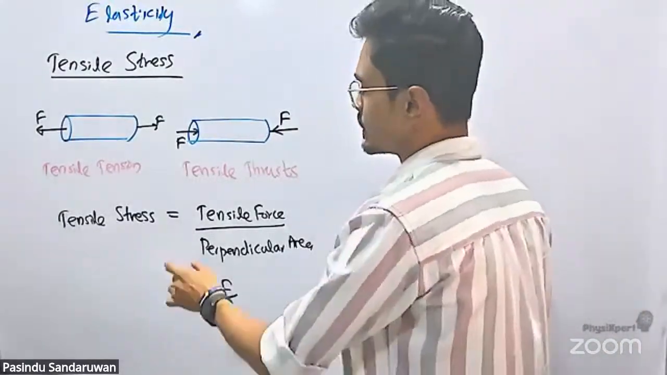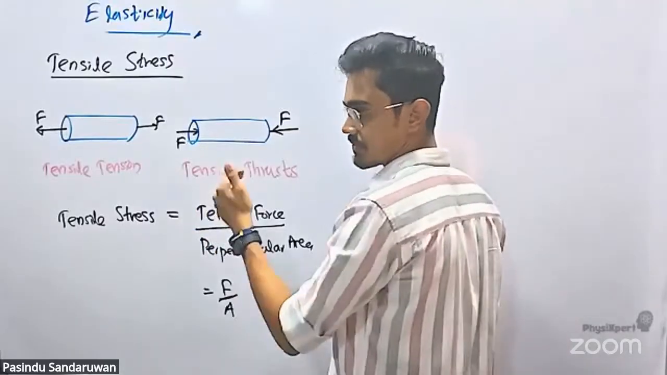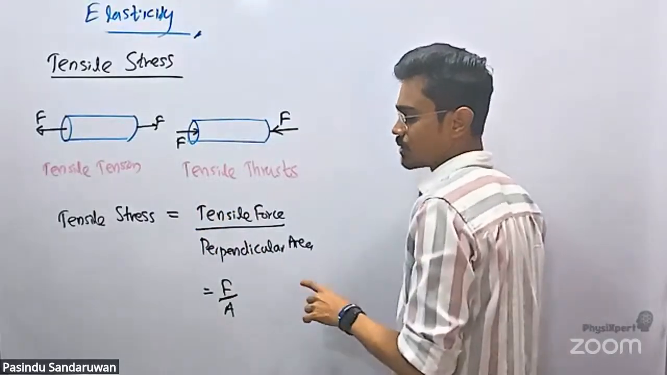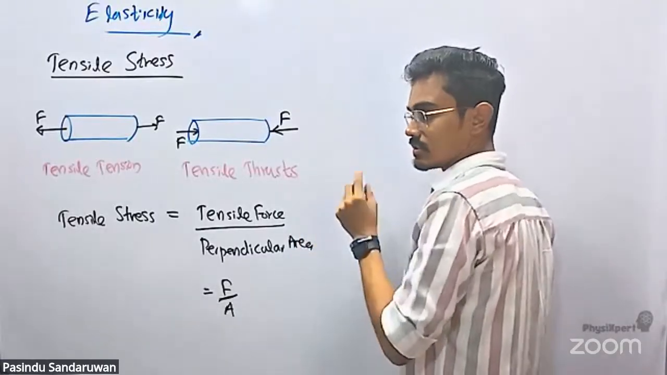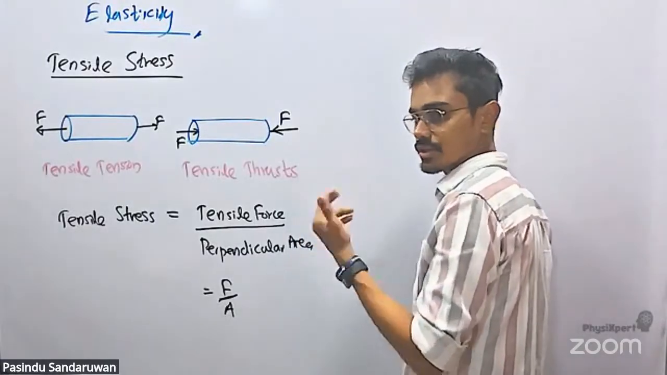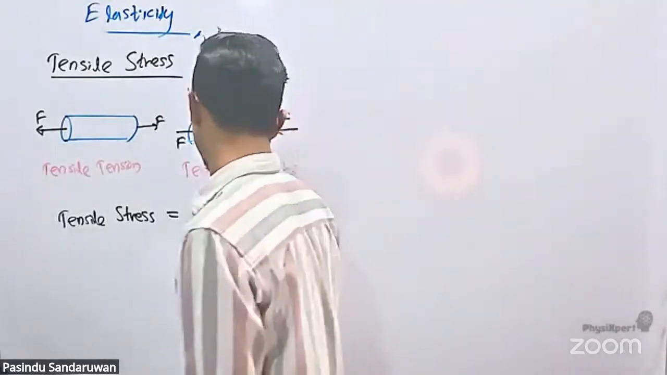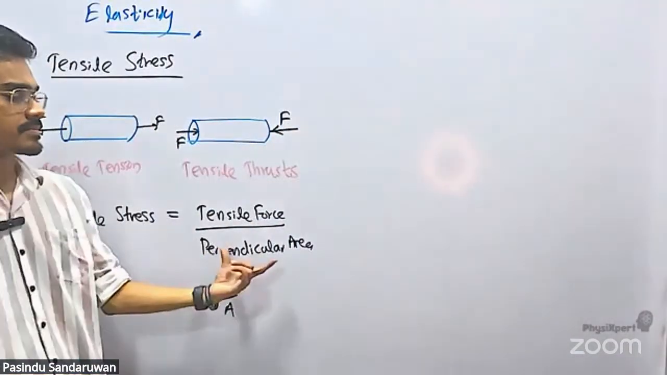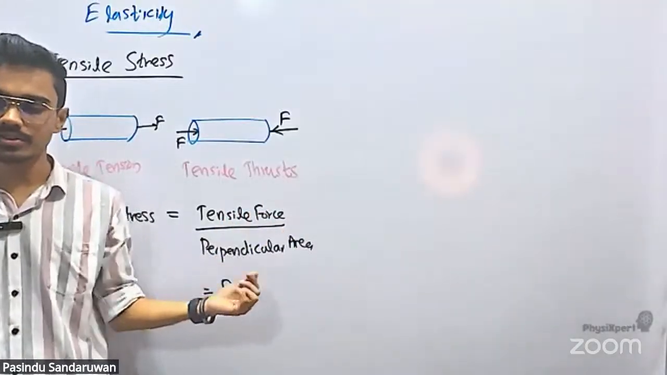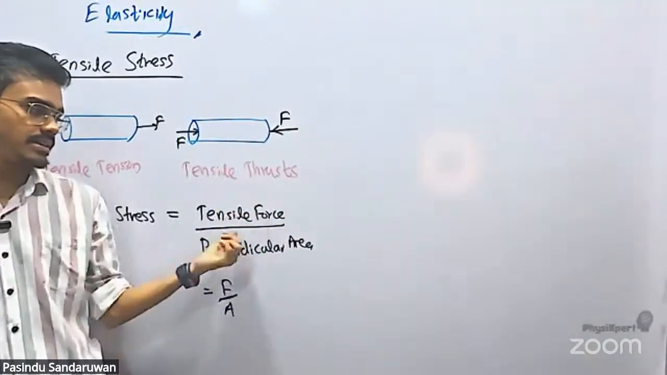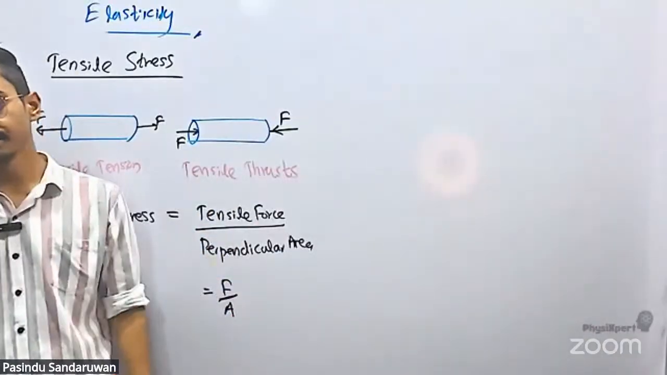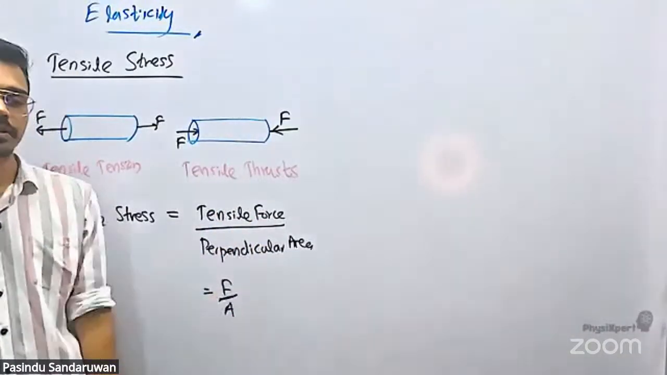Right now, we are going to define tensile stress. We know if dimensions are different in numerator and denominator, we always define the quantity in unit terms. This perpendicular area is at the denominator, so it should be considered as a unit term. So this is a tensile force per unit perpendicular area.